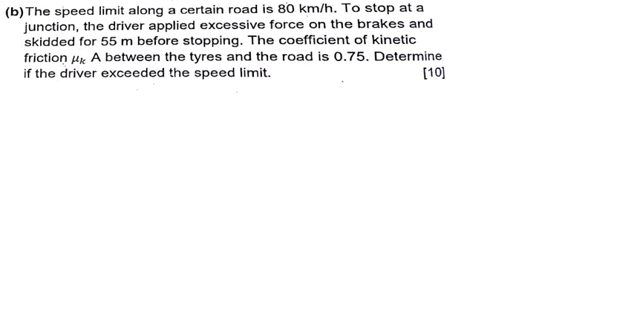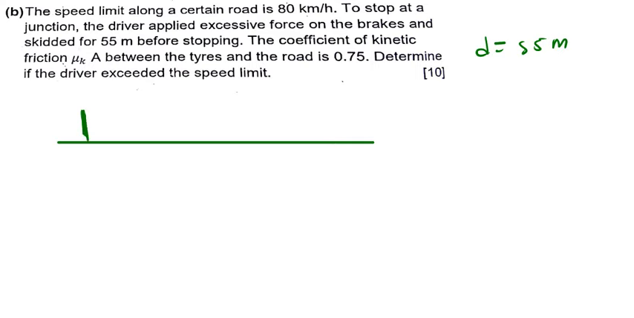So let's do some simple calculations. If this happened to be our road, the distance is 55. Initially, when the car is moving from this point, we call it the initial speed. So the car will be moving with a certain initial speed.